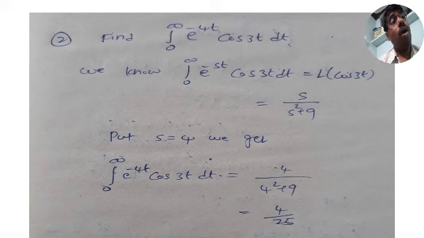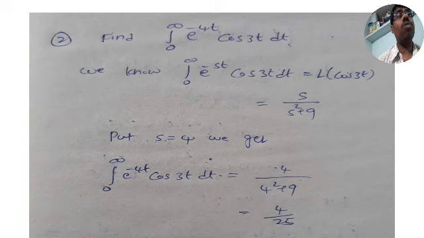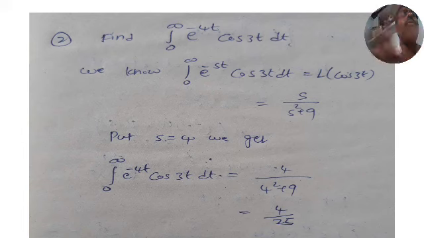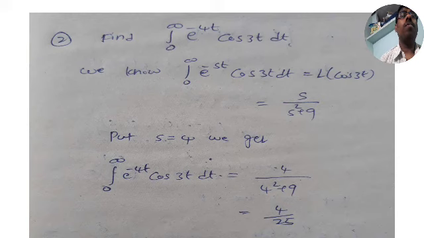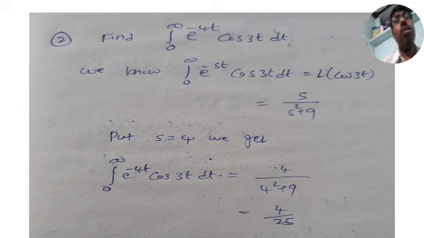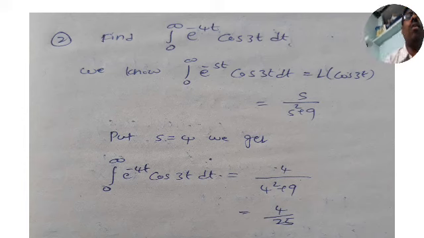The integrand should have an exponential, because what is the standard definition of Laplace transform? L of f of t is integration 0 to infinity e power of minus st into f of t dt. Here also integration 0 to infinity, e power of minus 4t into f of t dt, where f of t is cos 3t. So the same type of integrals we can find by using the definition of Laplace transform. Are you getting?